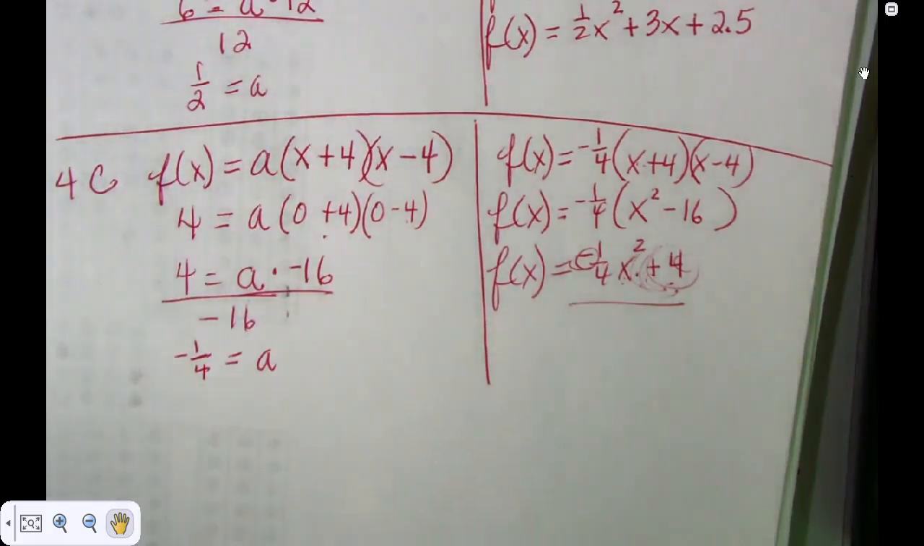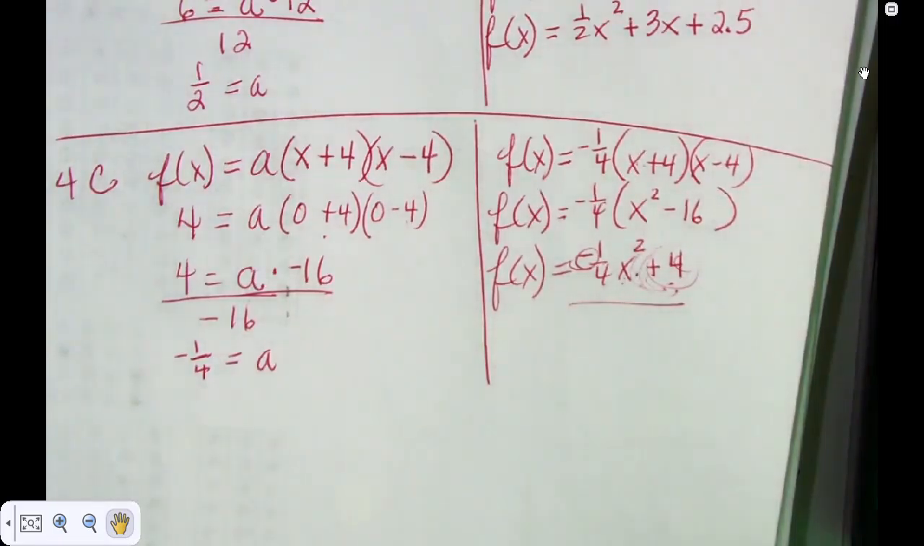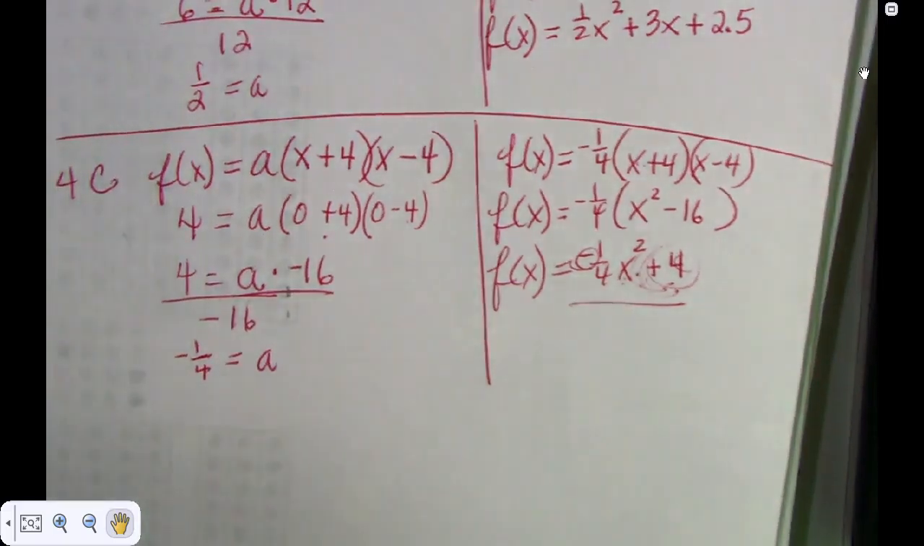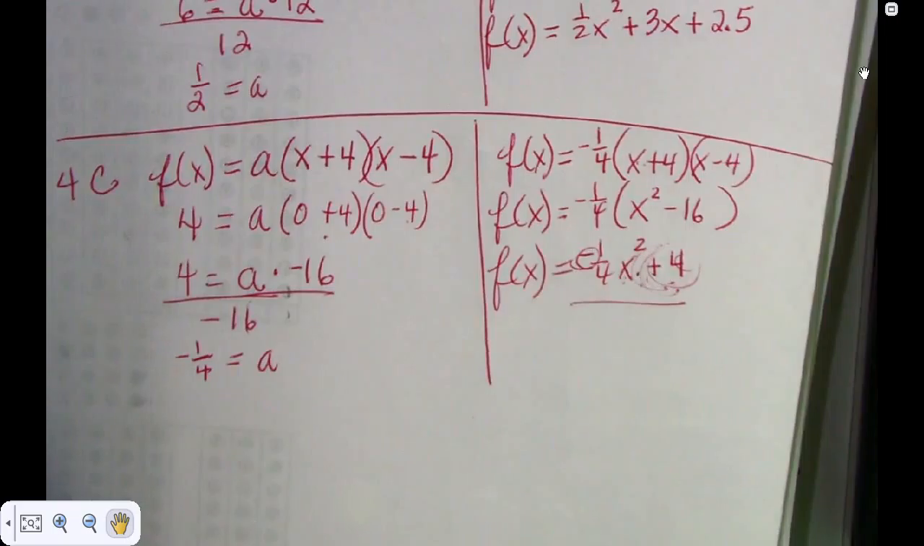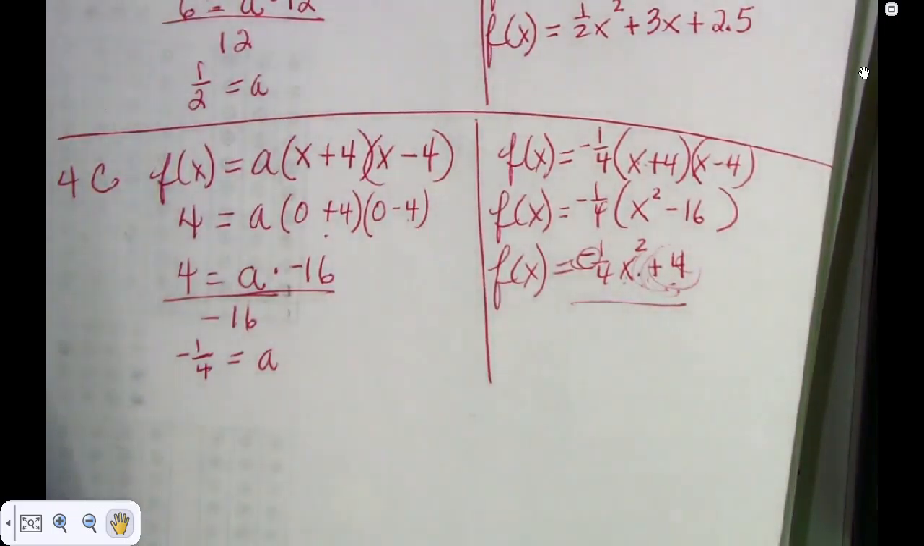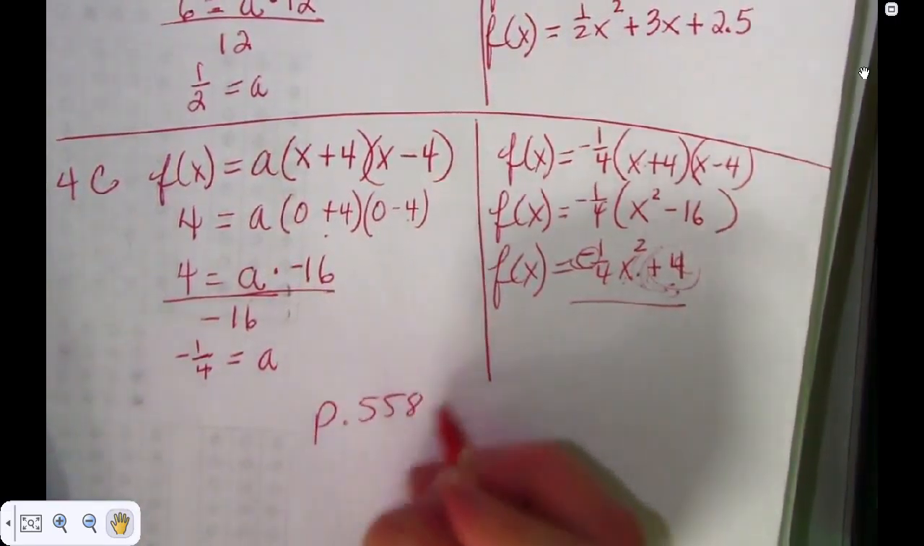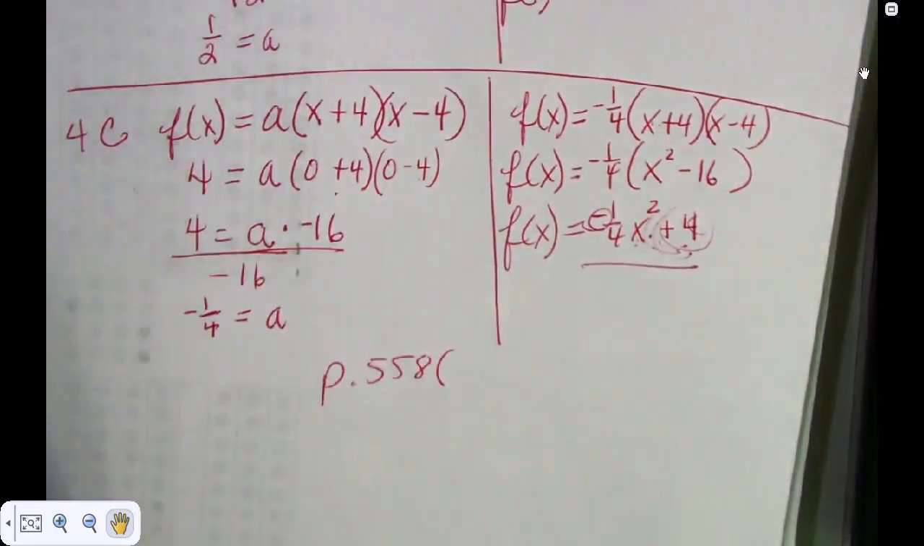Okay. So let me give you something to do together with your partner. Three people can get together. That's fine. Okay, hey, look on page 558. Y'all have room on that piece of paper? Turn on the back.